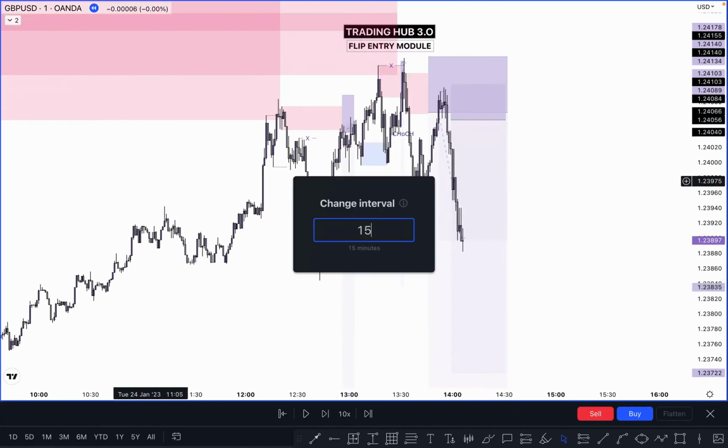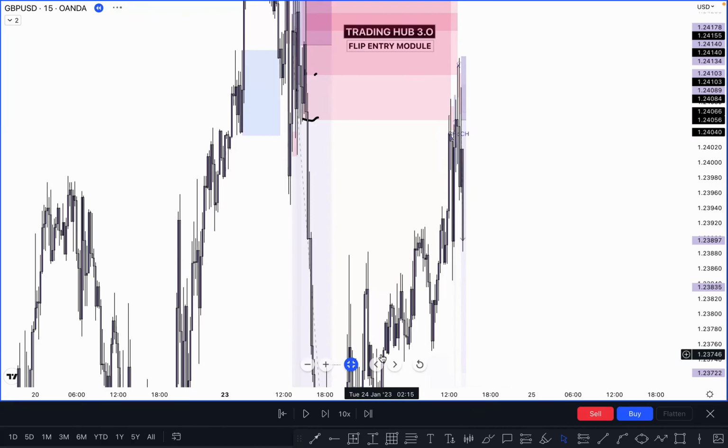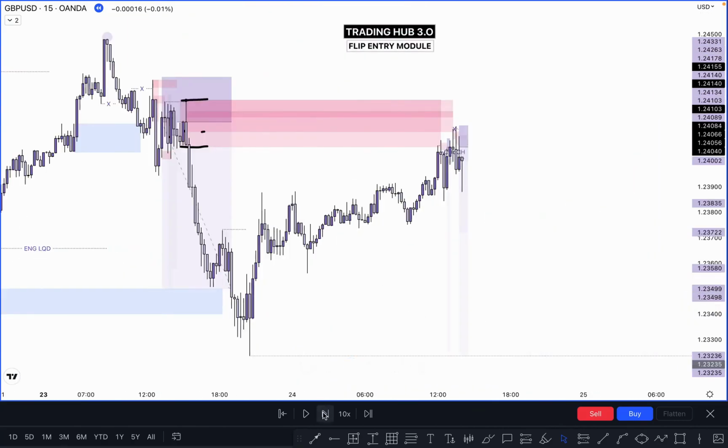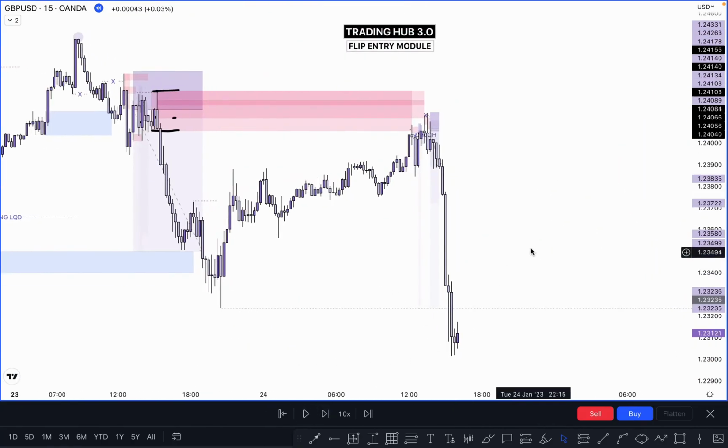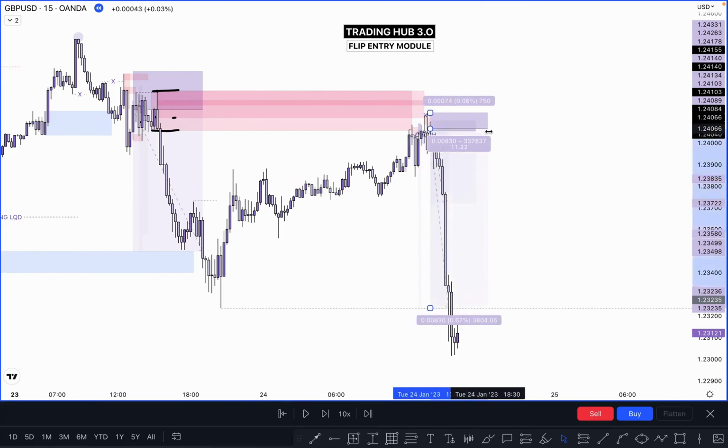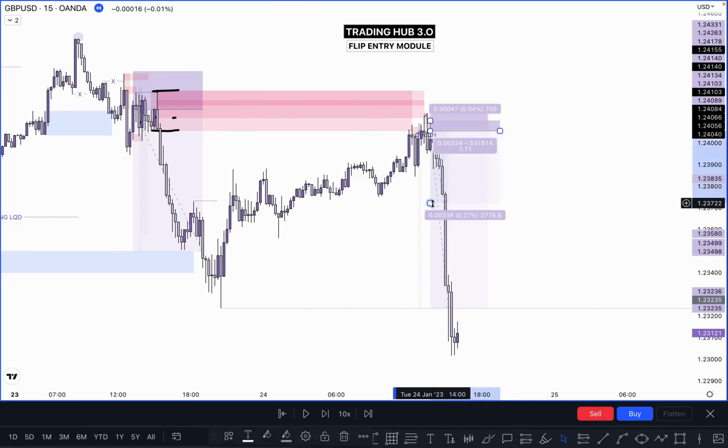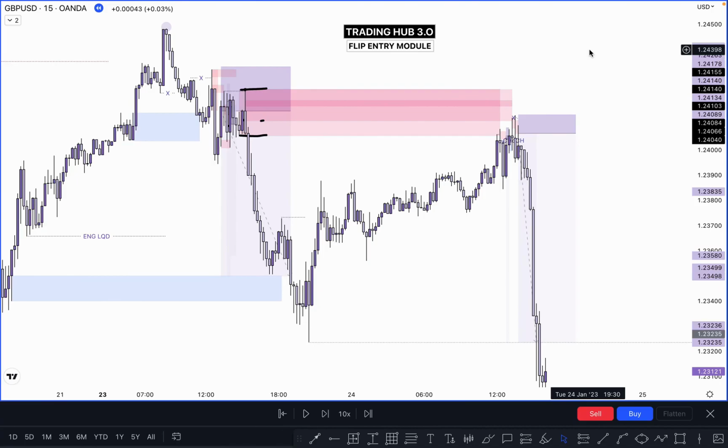Now I'm going to switch again to the 15-minute time frame to see exactly what's happening here. All right, so finally market hit our target point, and this one is our first entry. This one, okay, this is our 11 hour, and the next entry is missed here, and the next entry is missed here. So this one is all about the flip entry model.